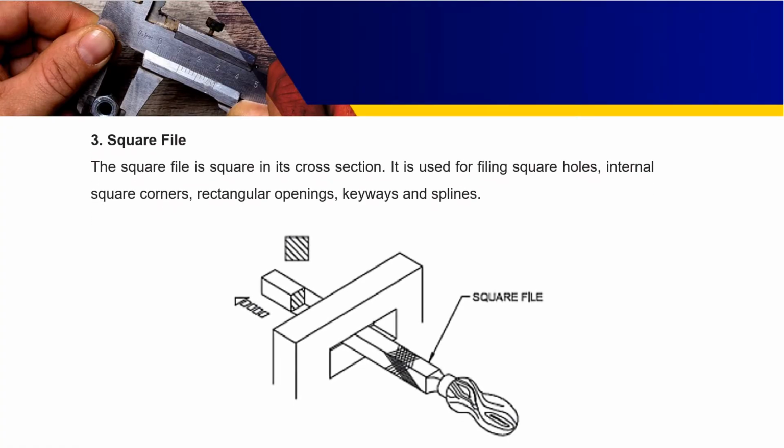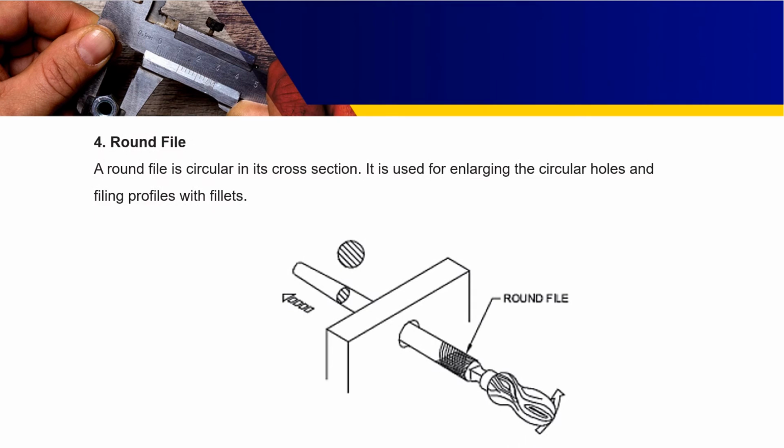Square file. The square file is square in its cross section. It is used for filing square holes, internal square corners, rectangular openings, keyways, and splines. Round file. A round file is circular in its cross section. It is used for enlarging circular holes and filing profiles with fillets.